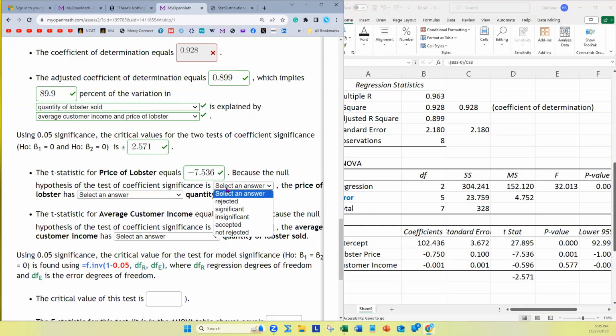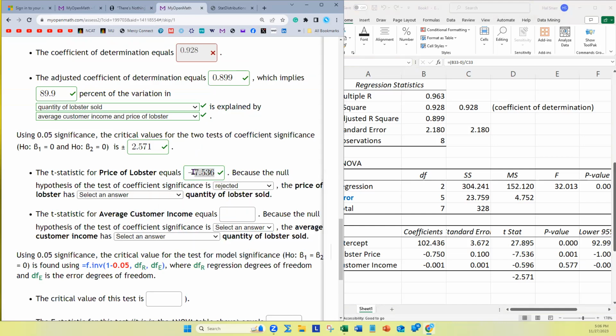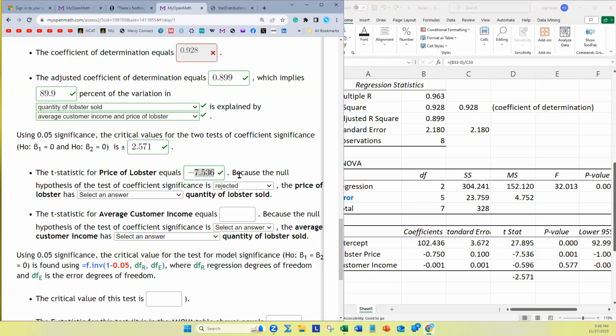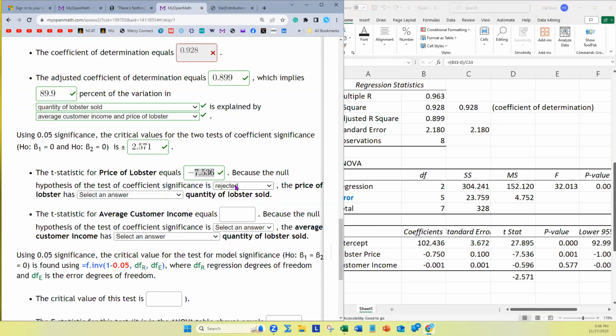Okay, so because the null hypothesis of the test of coefficient of significance is rejected, that's a massive, an absolute value that's huge, right? Almost 8 standard deviations below 0, right? So that's a massive test statistic in absolute value. We're going to reject the null hypothesis. We're rejecting this, right? We're rejecting that.